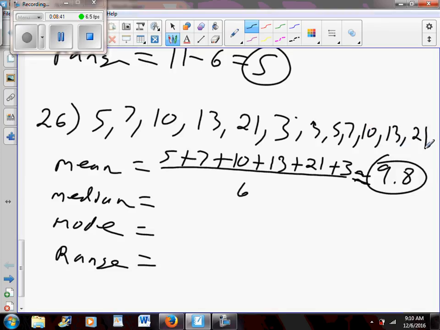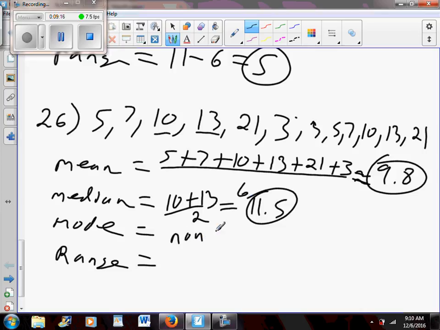So what's the median? How are you going to find the median when you don't have an exact middle term? What is 10 plus 13? It's 23. What's 23 divided by 2? 23 divided by 2 is 11.5, right? So you're going to say 10 plus 13, divide this by 2, 11.5. What about the mode? Is there a mode? There's no mode. None. What about the range? 21 minus 3, right? 18.